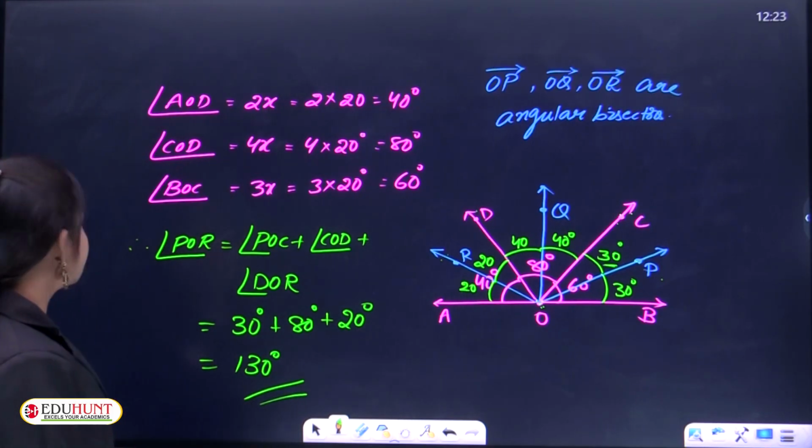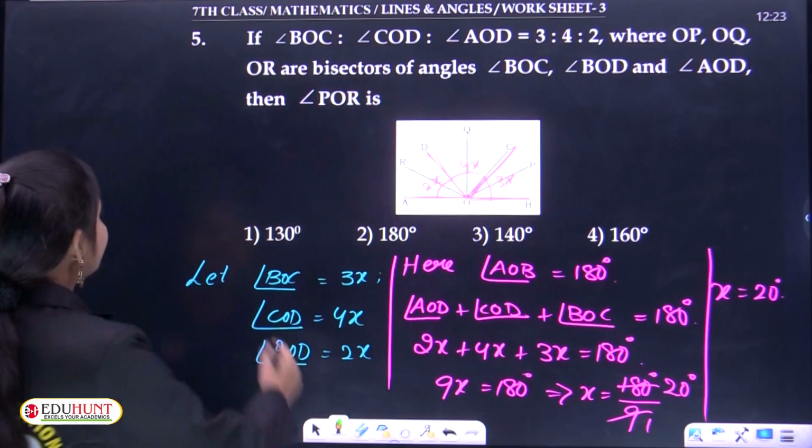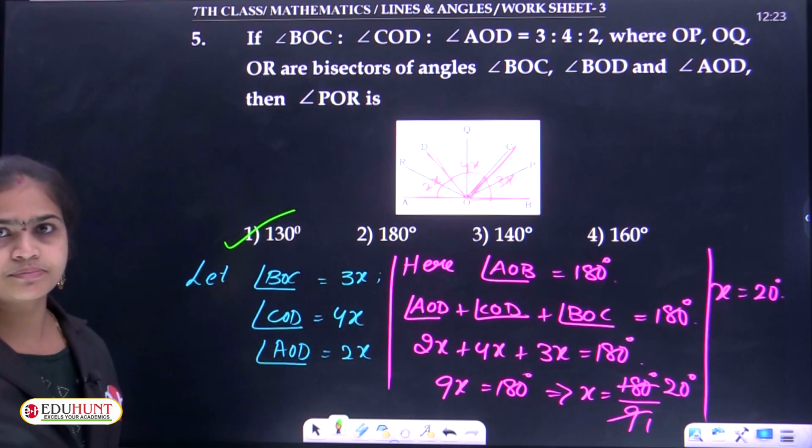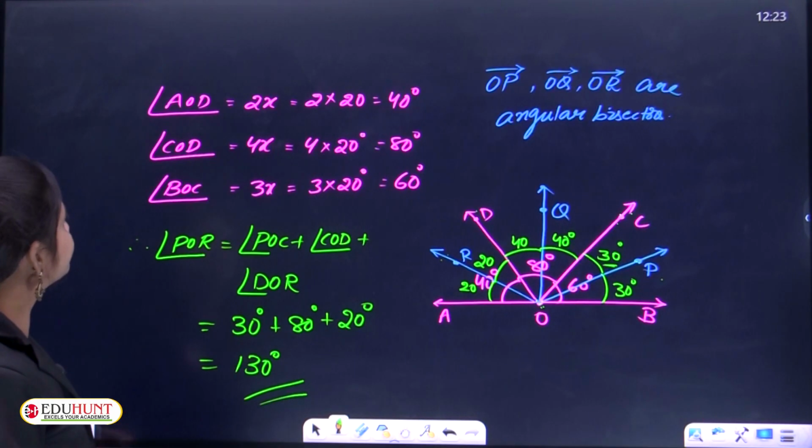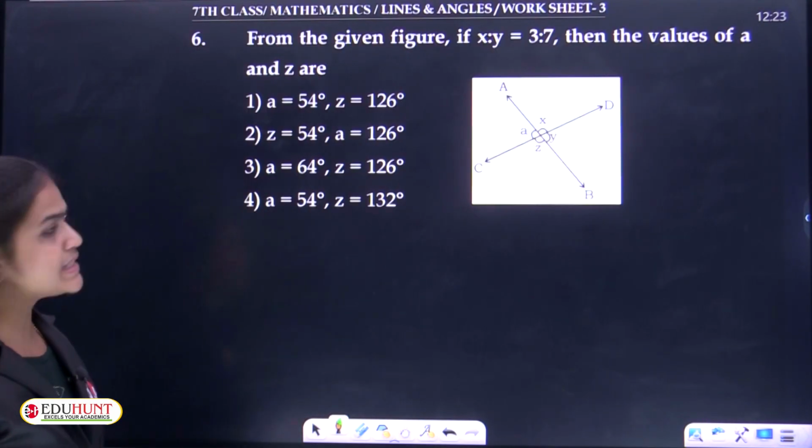Clear? Which option is correct here? 130 degrees. Option 1 is correct. Okay? Next, sixth question, see that.